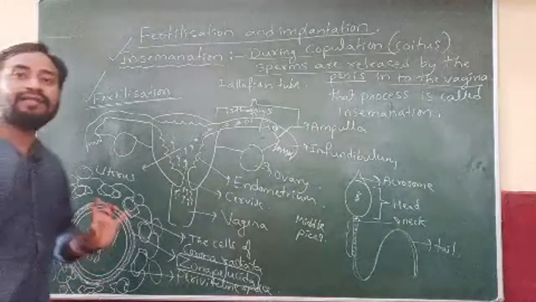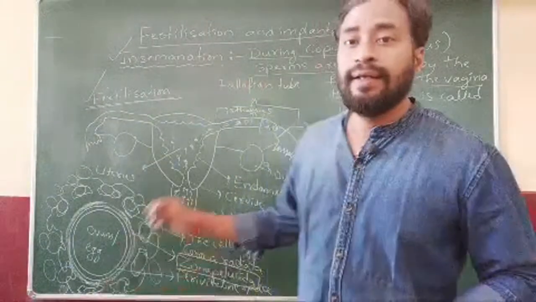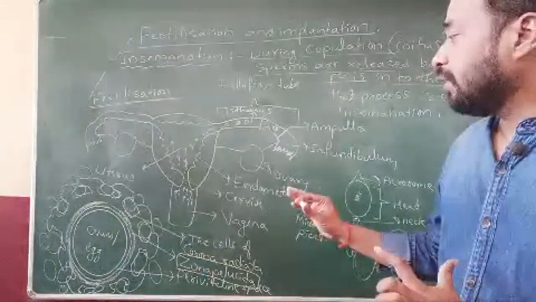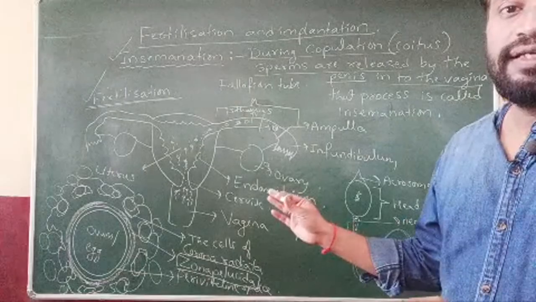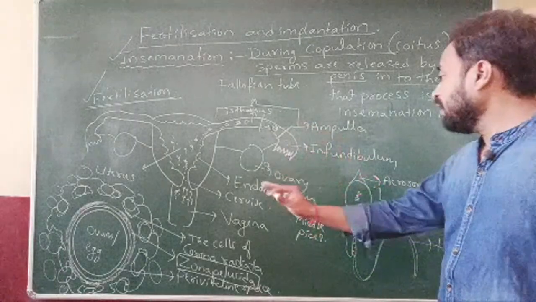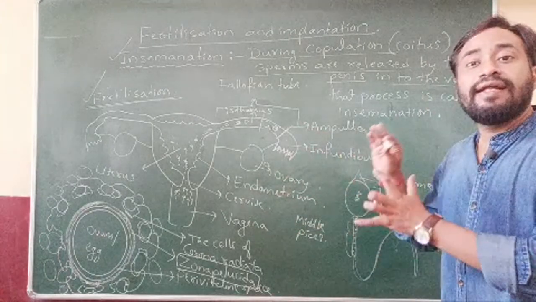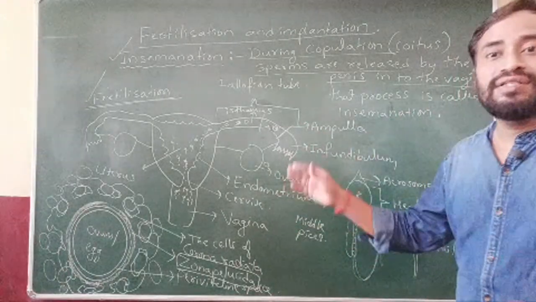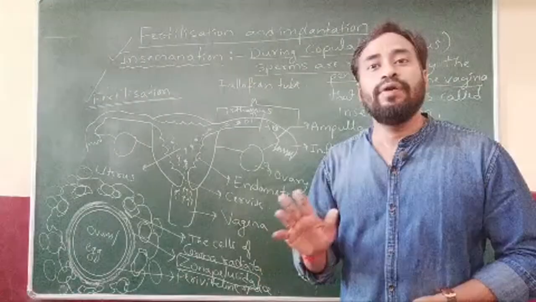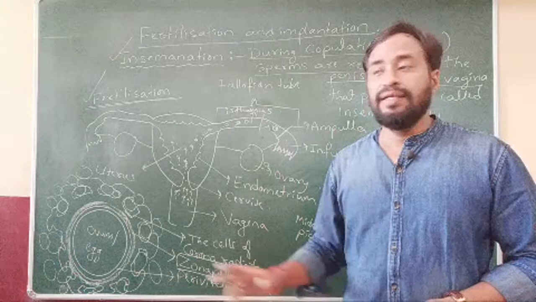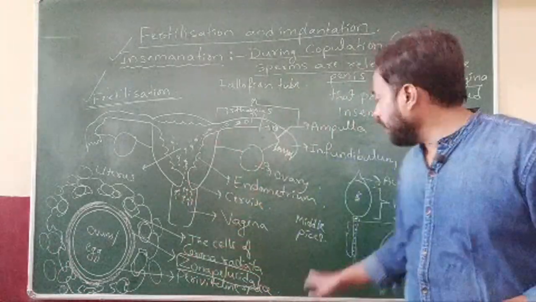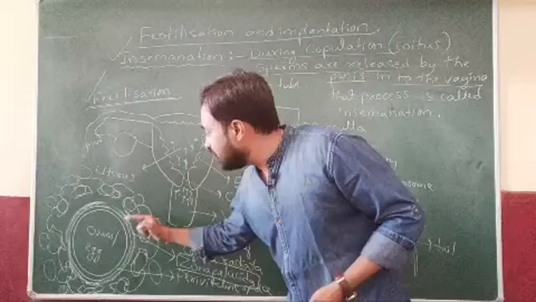At this stage, the egg is not completely matured. The egg is at the secondary oocyte stage. It has not yet undergone meiosis 2; it still needs to undergo meiosis 2. That is possible only when the sperm reaches the ovum.